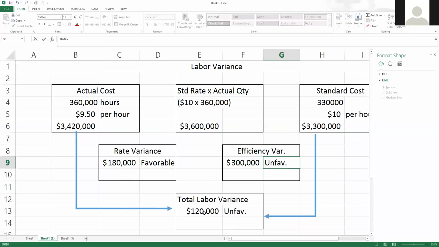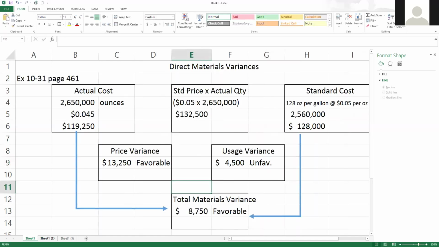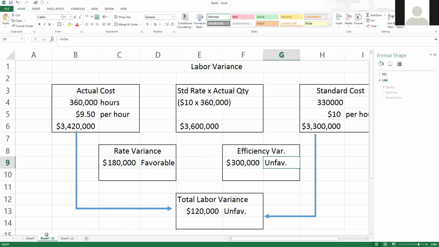That's it for Chapter 10. You are done. You're able to handle the information and the problems. There's more in the chapter, so if you're reading things in the chapter and feeling like, I don't remember her covering those in the lecture, that's because we aren't covering them. We're not going to do journal entries related to it. Pretty much focus on the materials variances and the labor variances, and you've got it.